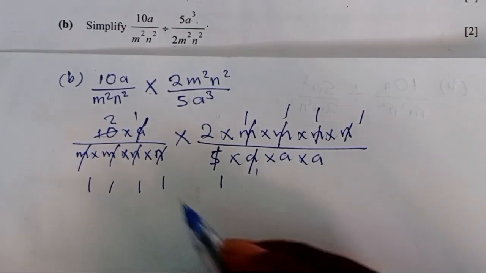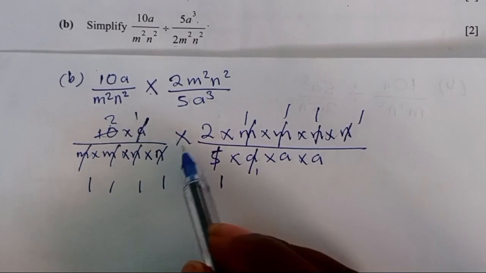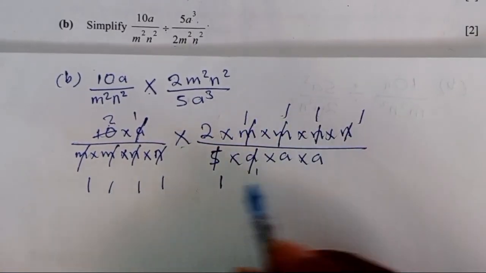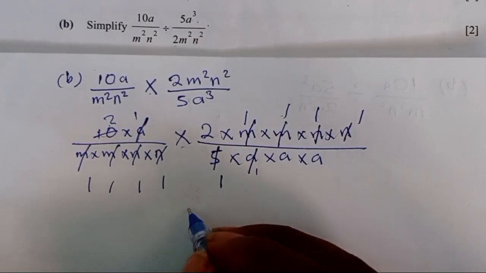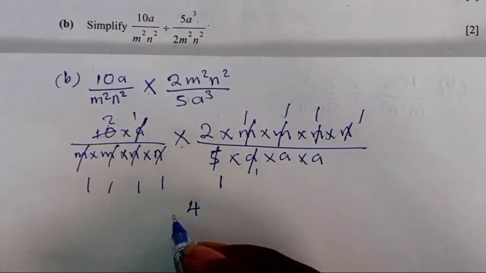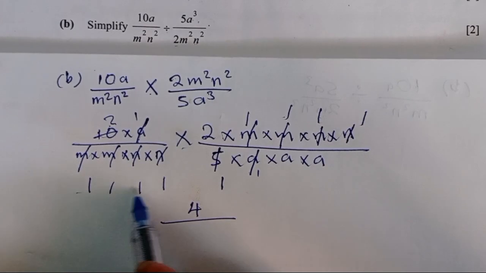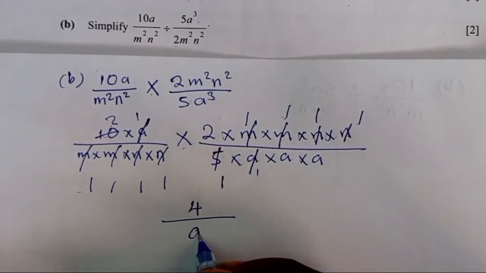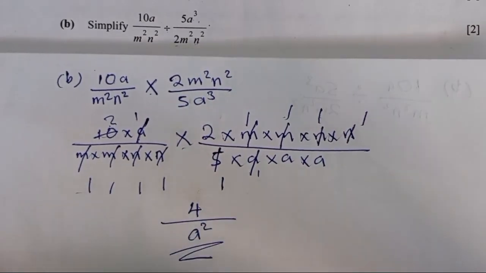We just have to multiply. So 2 times 1 times 2, that is 4. 4 times 1 times 1 times 1 times 1. So we are going to have 4 divided by 1 times 1 times 1 times 1 times 1 times 1 times a, which is a squared. That is the final answer.